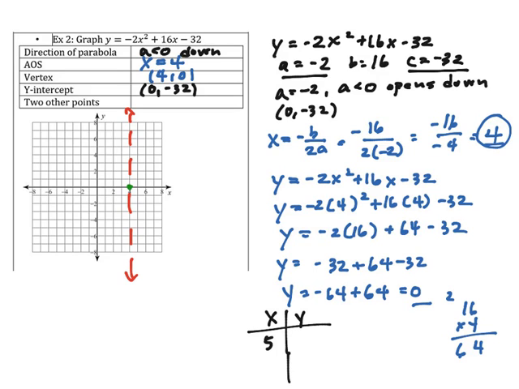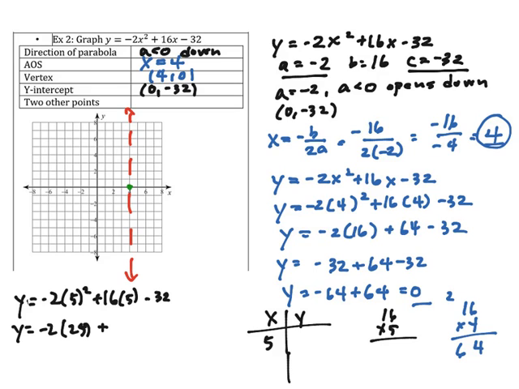Let's go ahead and do 5, one point to the right of 4. When I substitute that in, I'm going to get y equals negative 2 times 5 squared plus 16 times 5 minus 32. So y equals negative 2 times 25 plus 16 times 5.